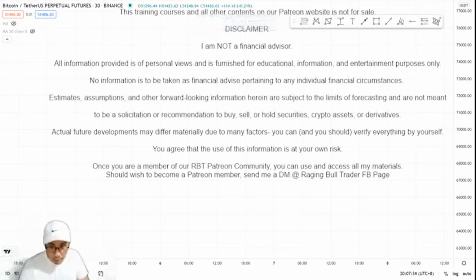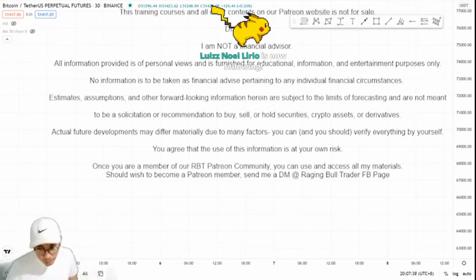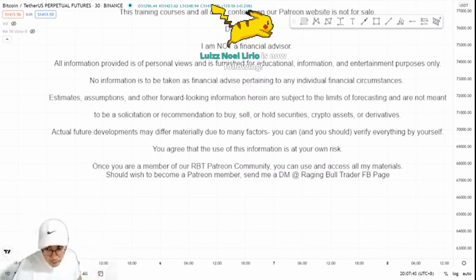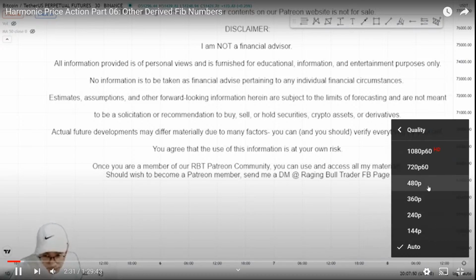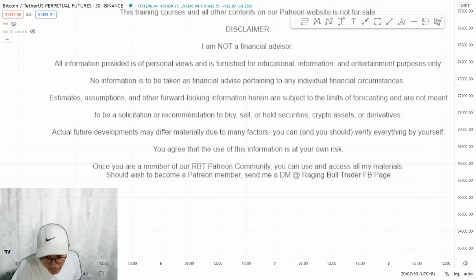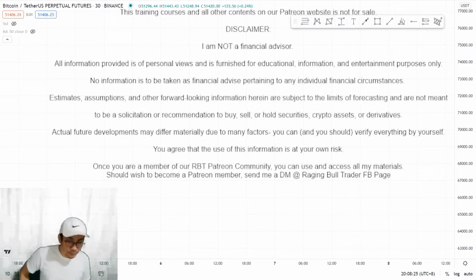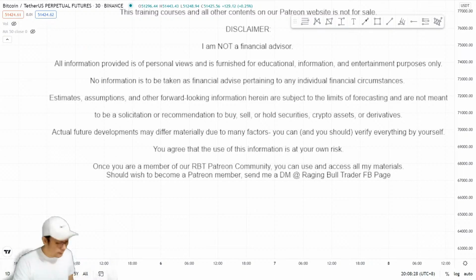Okay, so disclaimer: I am not a financial advisor, so all information provided here is of my personal views and is furnished for educational, informational, and entertainment purposes only. No information is to be taken as financial advice pertaining to any individual financial circumstances. Estimates, assumptions, and other forward-looking information here are subject to the limits of my forecasting and are not meant to be solicitation or recommendation to buy, sell, or hold securities. Actual future developments may differ materially due to many factors. You can and you should verify everything by yourself. You agree that the use of this information is at your own risk. So just read this disclaimer first before we start.